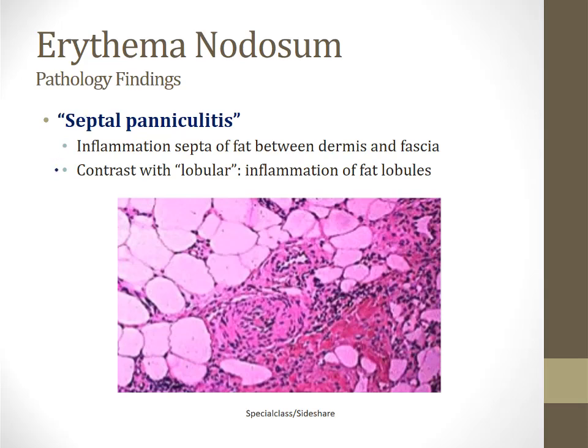The classic pathology finding on biopsy is septal paniculitis. So let's talk about what this means. Paniculitis, as I told you, means inflammation of the fat. And in this case, it's inflammation of the septa of fat between the dermis and the fascia. So if you look at this picture on the screen here, these white lobules are fat. What's inflamed are the septa in between the lobules, not the lobules themselves. That's called septal paniculitis. And this is in contrast with lobular paniculitis, where the fat lobules are inflamed. That occurs in other disorders.